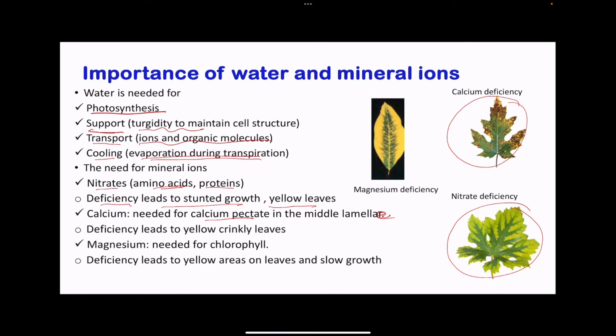Also, magnesium is needed to make chlorophyll. If there is deficiency, chlorophyll cannot be made. Photosynthesis is not going to occur. There is going to be slow growth. The leaves are going to be like that. They're not green because there is no chlorophyll.